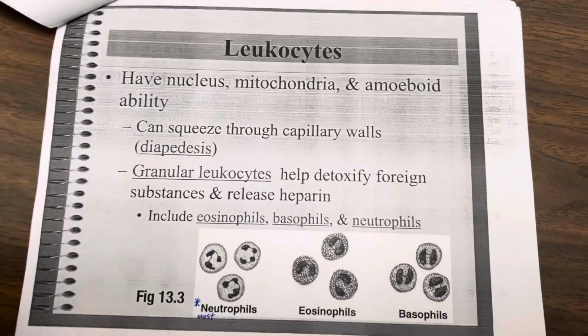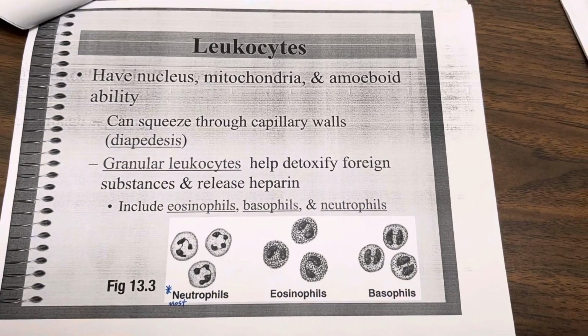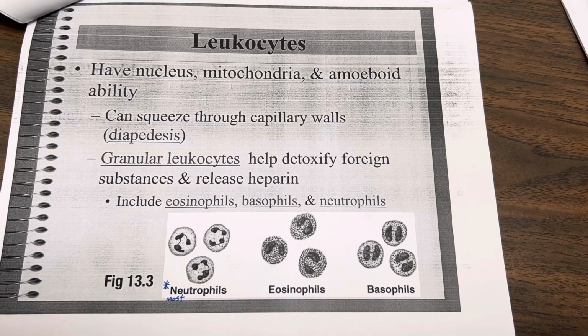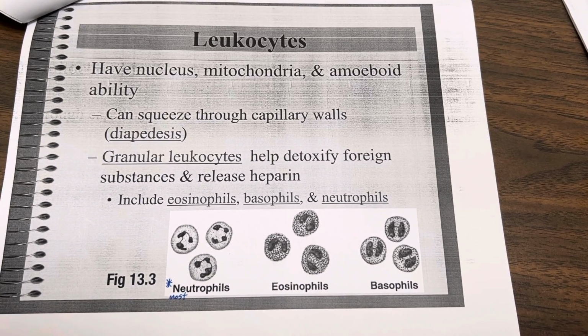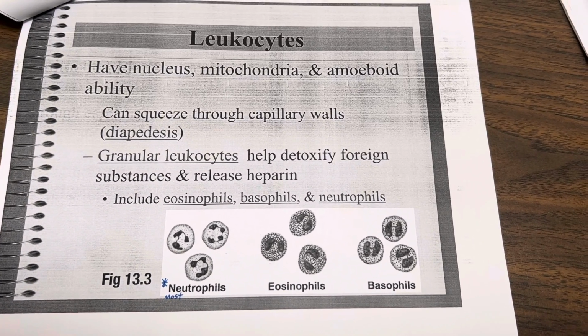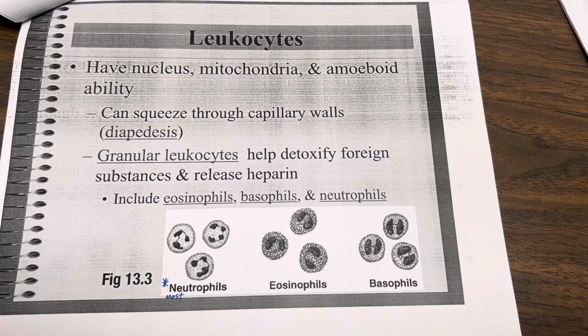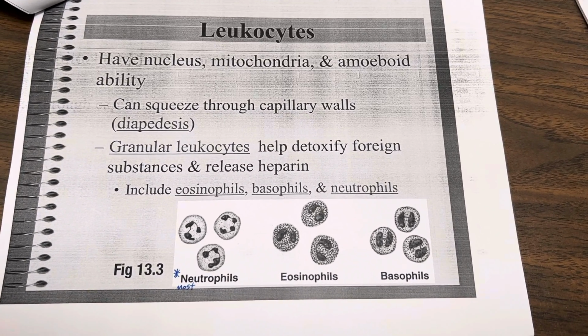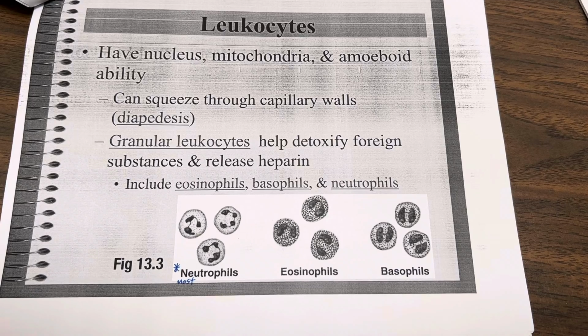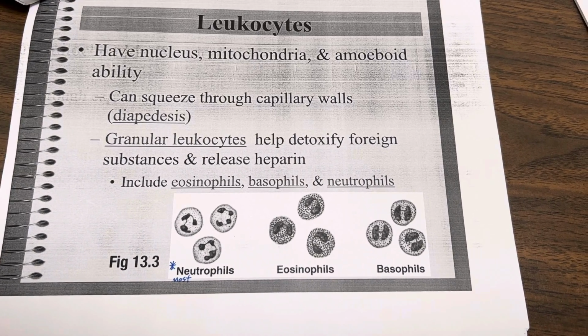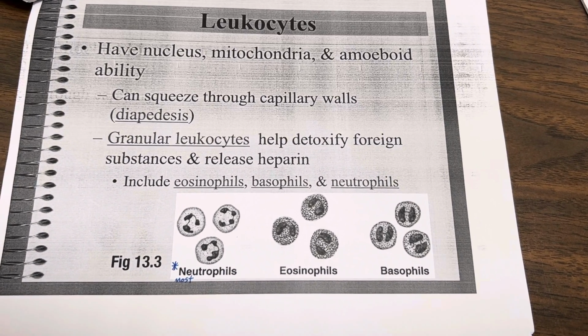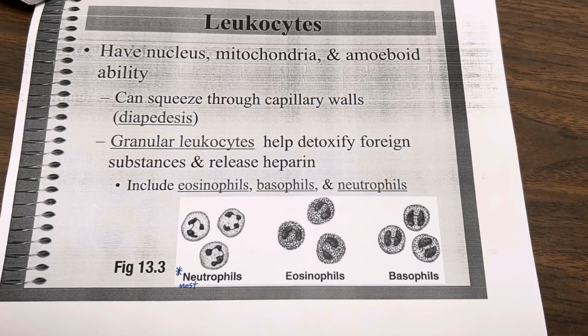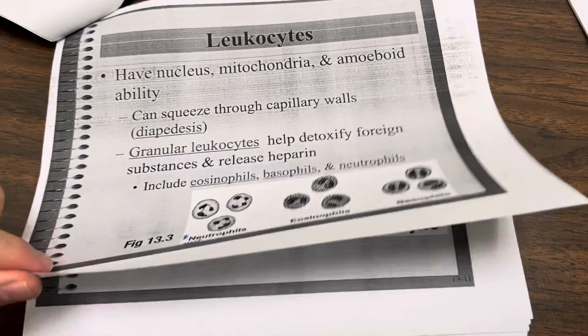Here's another one on leukocytes. Leukocytes have a nucleus, mitochondria, and amoeboid ability, can squeeze through capillary walls, diapedesis. Granular leukocytes help detoxify foreign substances and release heparin. They include eosinophils, basophils, and neutrophils. So that's what makes up the leukocyte.